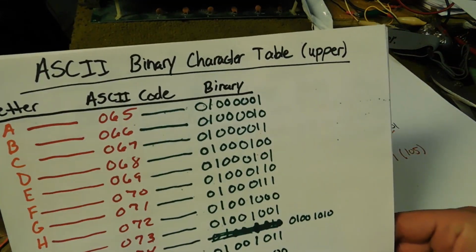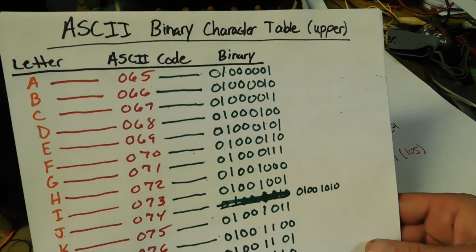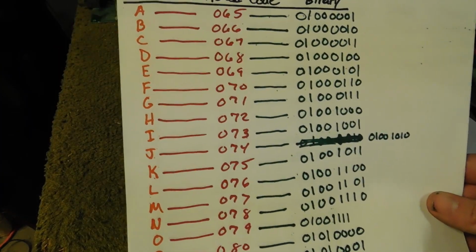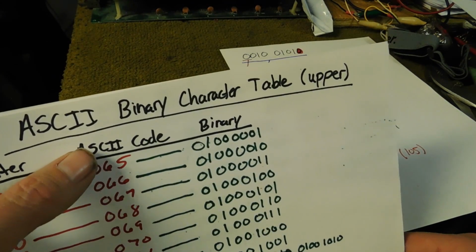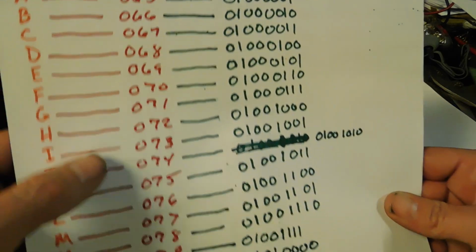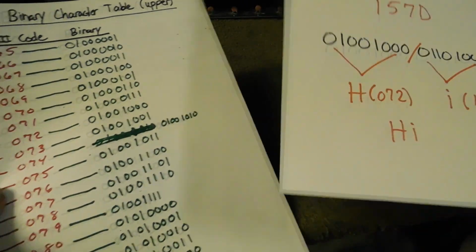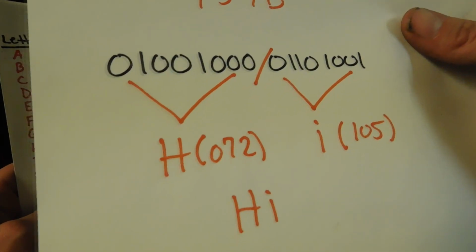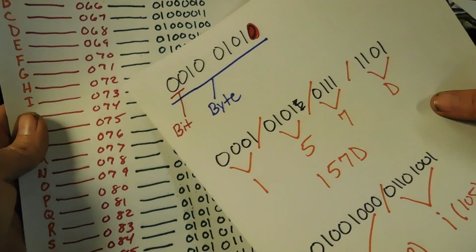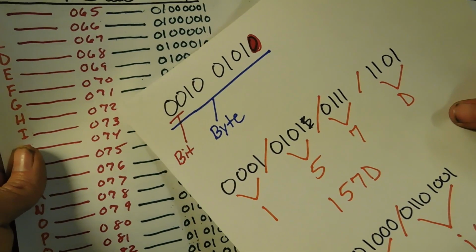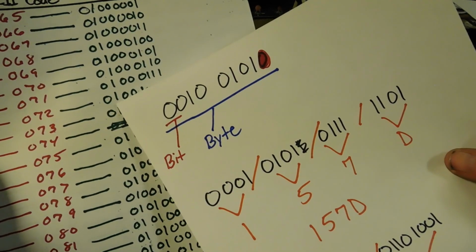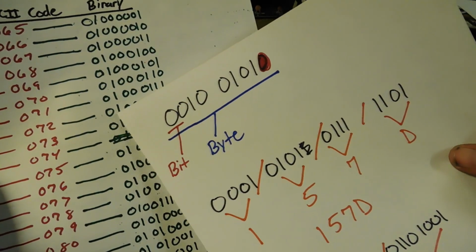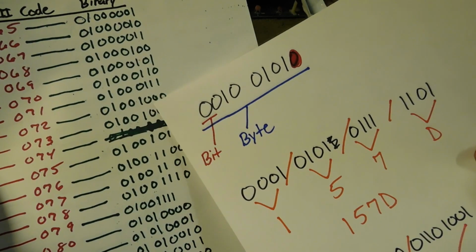Now going off of that, we're now looking at the ASCII binary character table. This is the uppercase, and we have a lowercase, okay? So as you can see, we have A all the way down to Z. And then here's that ASCII code I was talking about. Because remember, if you look here, that's 072. 072 creates a capital H. And the code for that is 0, or the binary is 01001000.